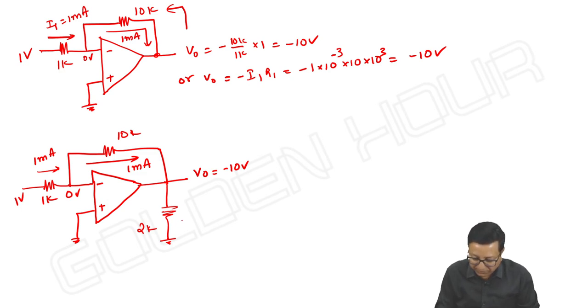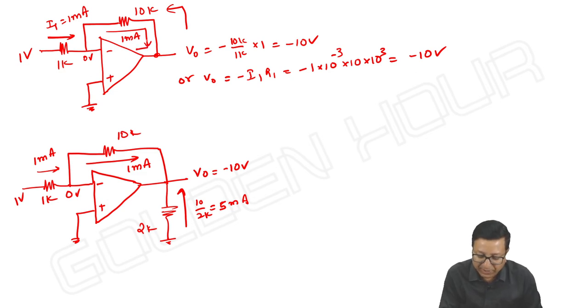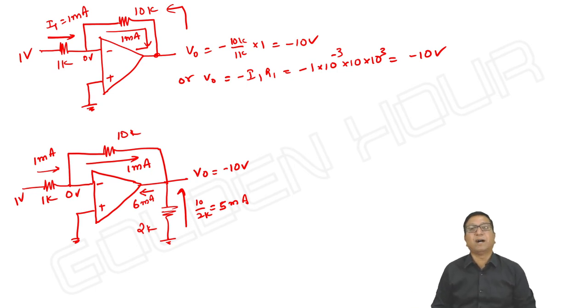Then what about the current through the load? Definitely, if I take some current, it is a negative current going like this. This current is 10 by 2K, it is 5 milliampere. Earlier, 1 milliampere was flowing into the op amp. Now, what is the current that is flowing into the op amp? I can say it is 6 milliampere. Is it not so? The current that is entering into the output terminal of op amp will vary.